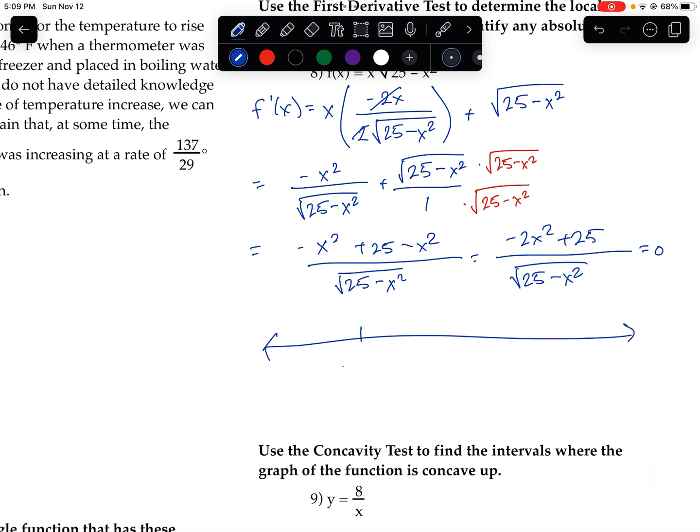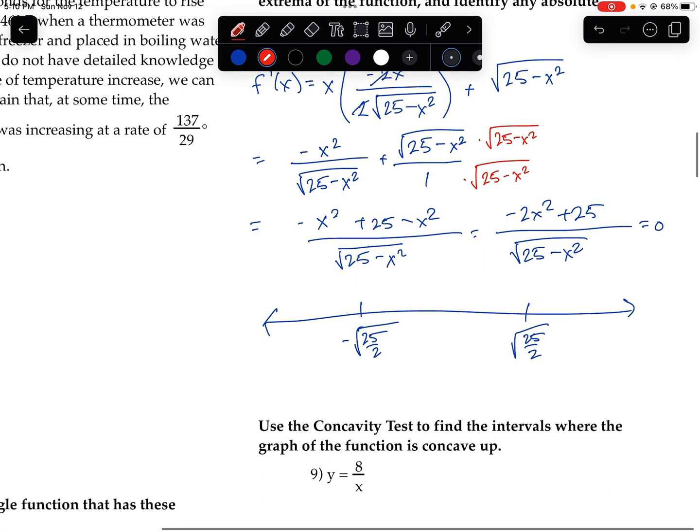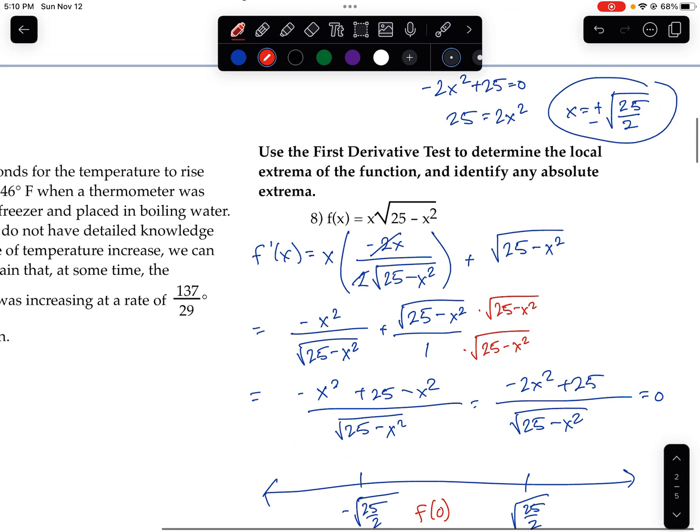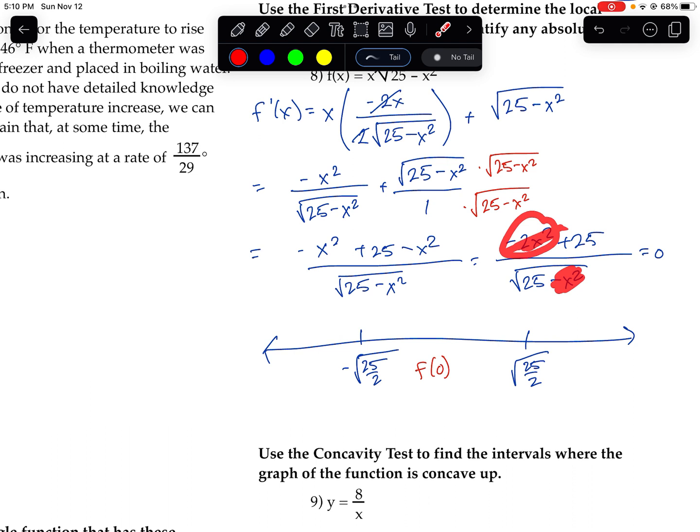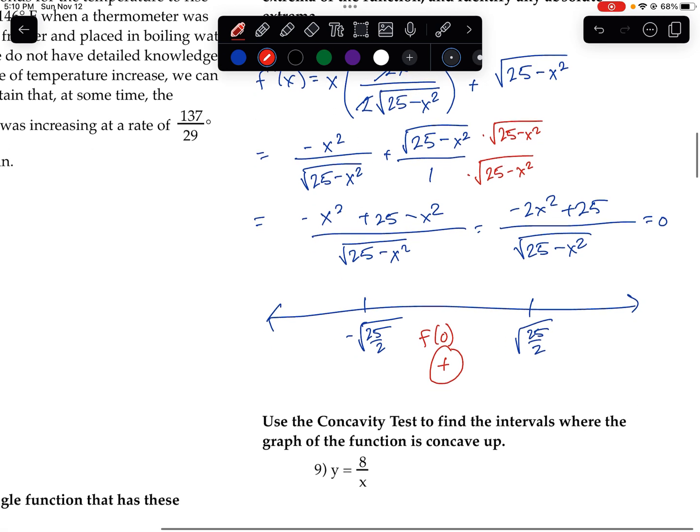So we have negative square root of 25 divided by 2, and then square root of 25 divided by 2. And we're going to plug values into the first derivative. So let's do f prime of 0. If I plug in 0 into the derivative, here's the derivative, I plug in 0 right here. That's going to cancel if I plug in 0 right there. So we're going to get a positive divided by positive. So here the derivative will be positive. It means it's increasing.